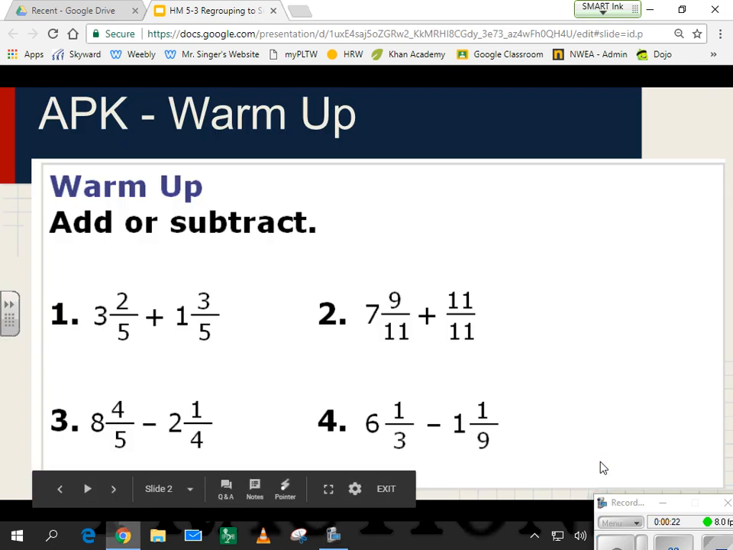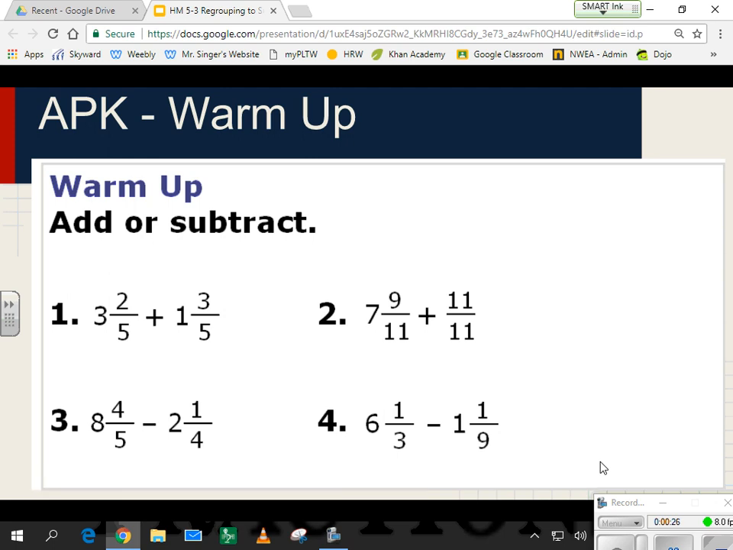Here's your warm-up. You can see that the problem just says add or subtract. So go ahead and do your best to add or subtract these problems and come back when you are done.